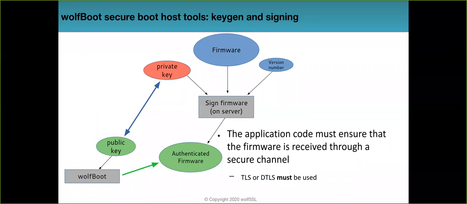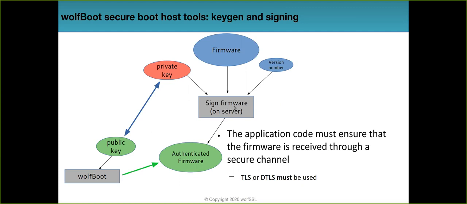Okay, how do you put all this together? How do you do a secure update? So the first step is to use a tool that comes with wolfBoot to generate the public key and the private key. On the server, you've got the private key, you've got your firmware image, and you've got the version number. The version number is important, and it is incremented up. We want to avoid a rollback attack. So you take all this and you sign the firmware on the server. And once you generate the private and public key, the private key stays on the server. It never leaves the server, right?